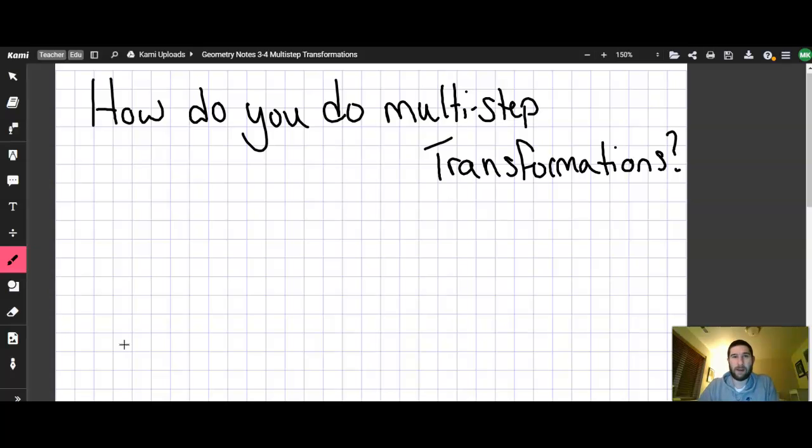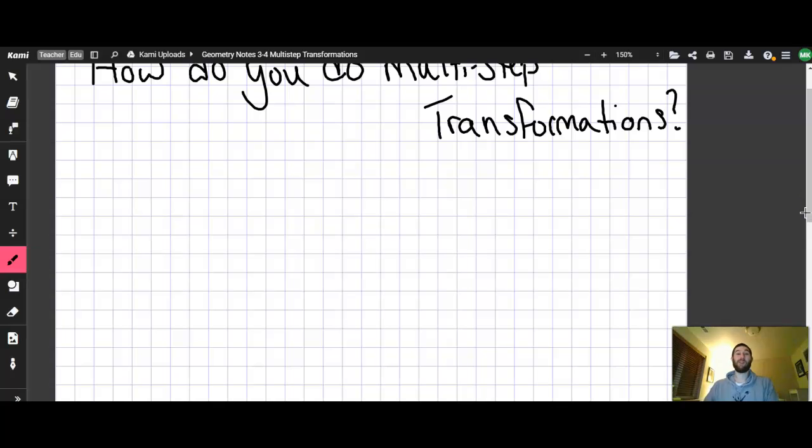This week, we're going to be looking at how do you perform multi-step transformations. And so that's just a fancy way of saying, how do you do transformations on one shape multiple times? And so as a quick review to the answer, how do you do multi-step transformations? We first need to do a quick little overview as to what are those transformations.